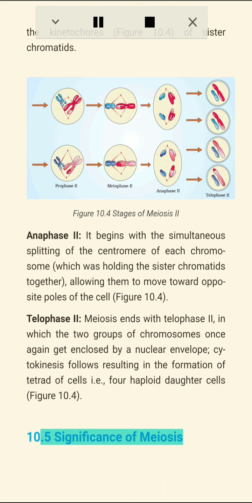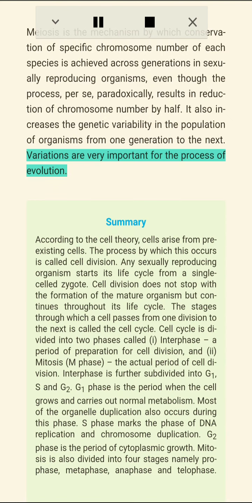10.5 Significance of meiosis. Meiosis is the mechanism by which conservation of specific chromosome number of each species is achieved across generations in sexually reproducing organisms, even though the process per se, paradoxically, results in reduction of chromosome number by half. It also increases the genetic variability in the population of organisms from one generation to the next. Variations are very important for the process of evolution.